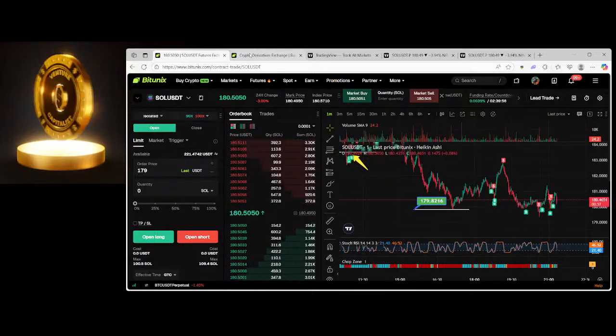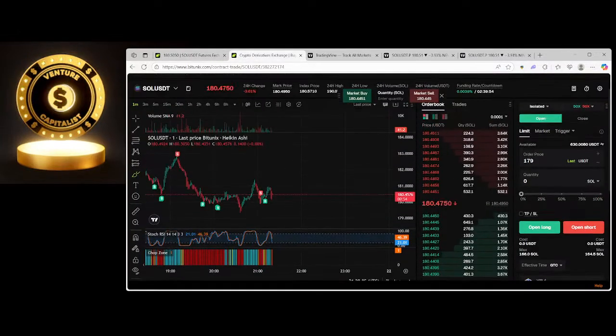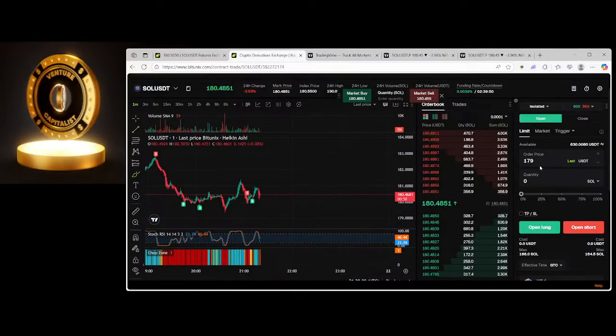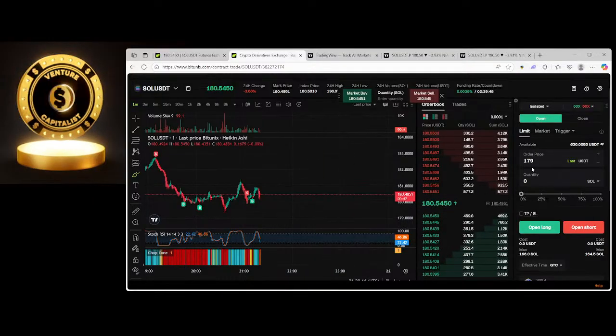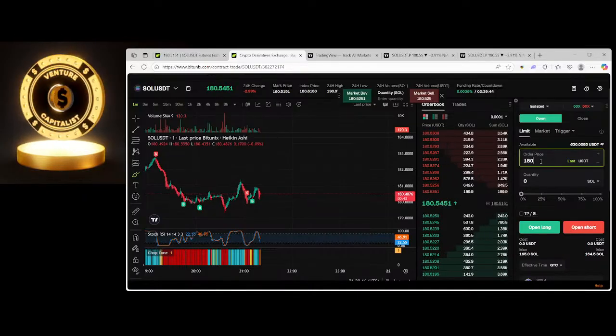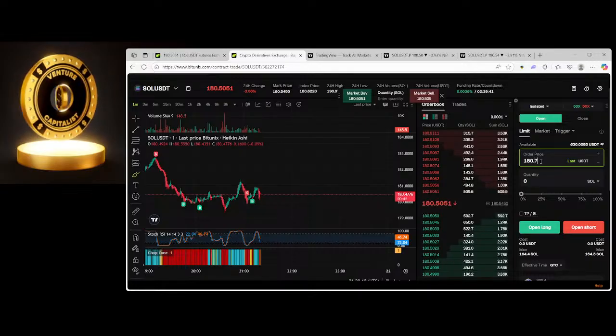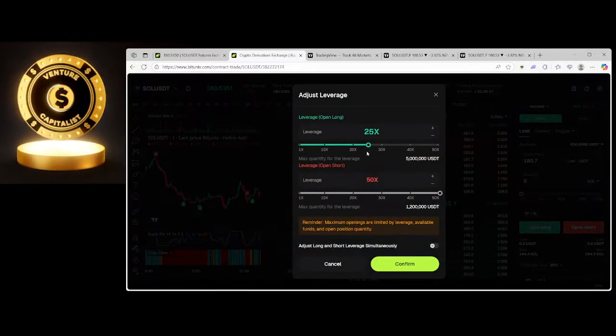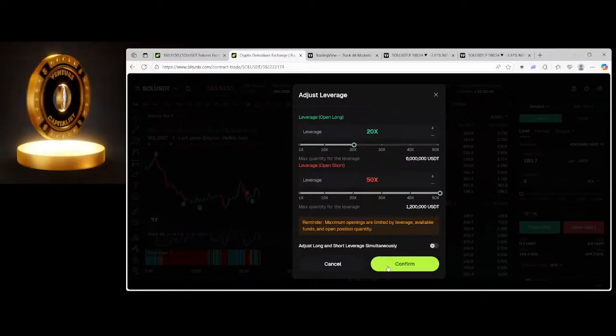I'm just going to go over to copy trading here, and I'm just going to execute this trade. So here we go. We have a 180, right? Here's a 180. We need to be a little bit higher than that. So we're going to cross out, do 180.70. We're going to do what we were talking about, which is we're going to run this at a 20x leverage.